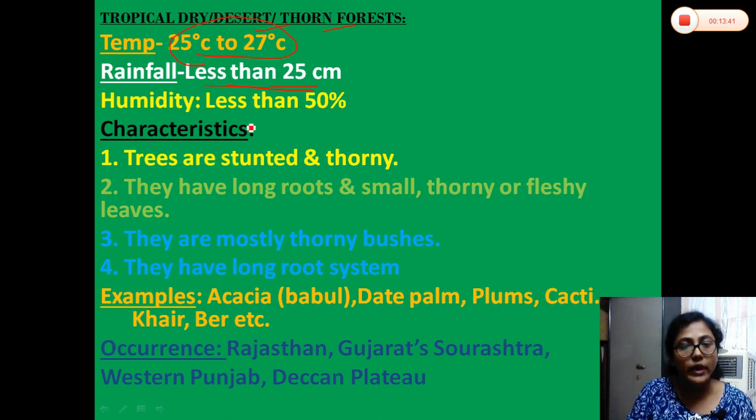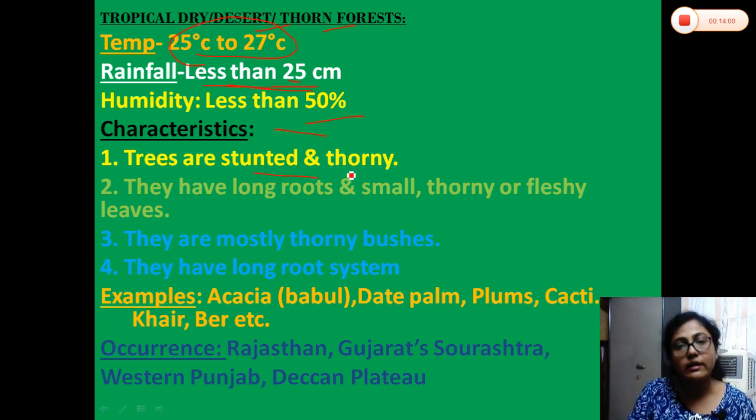But in the rainfall distribution, you can see the difference: less than 25 centimeters of rainfall. These areas are experiencing less than 25 centimeters of rainfall, which doesn't allow tall trees to grow, and here mainly sharp types of vegetation are found. Humidity is very less, less than 50%. What are the different characteristics?